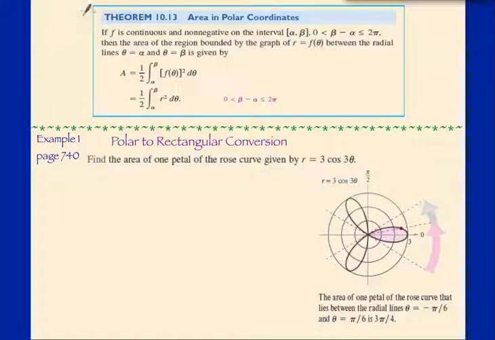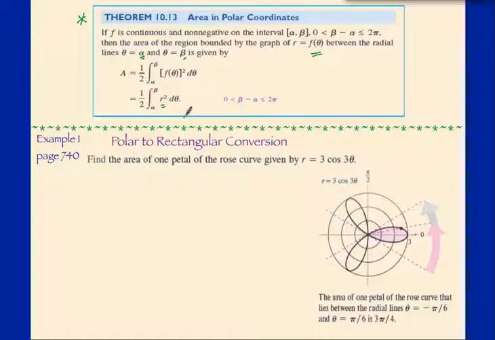Example 1, actually let's go ahead and introduce the theorem. Theorem 10.13, area in polar coordinates. If f is continuous and non-negative on the interval [alpha, beta], and the difference of beta and alpha is between 0 and 2 pi, then the area of the region bounded by the graph of f of theta, some function in terms of theta, between the radial lines theta equals alpha and theta equals beta, is given by 1/2 times the integral from alpha to beta of our function value squared, which is the radius squared. Of course, the radius will be the function that is given to us.